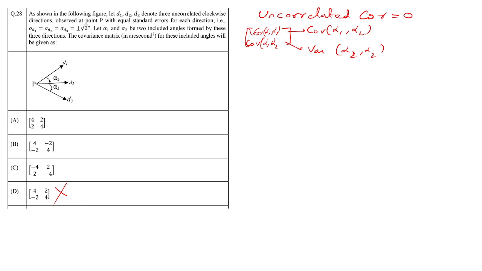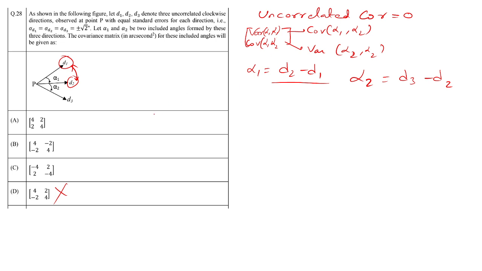Now let's find out. First is the definition of alpha 1. So alpha 1 is equal to d2 minus d1, meaning this angle we are taking, and alpha 2 will be equal to d3 minus d2. And we have to find these variances and covariances.